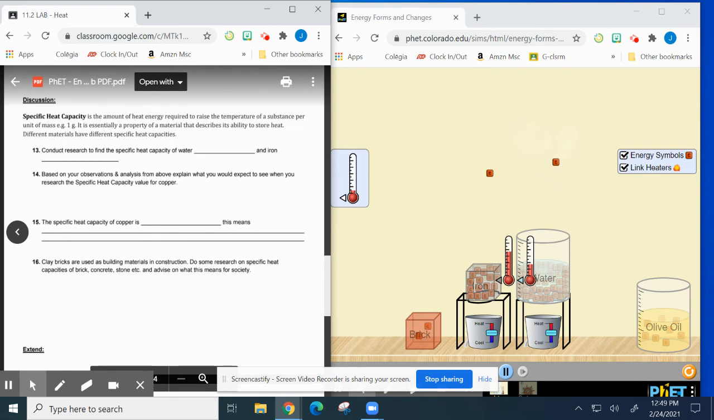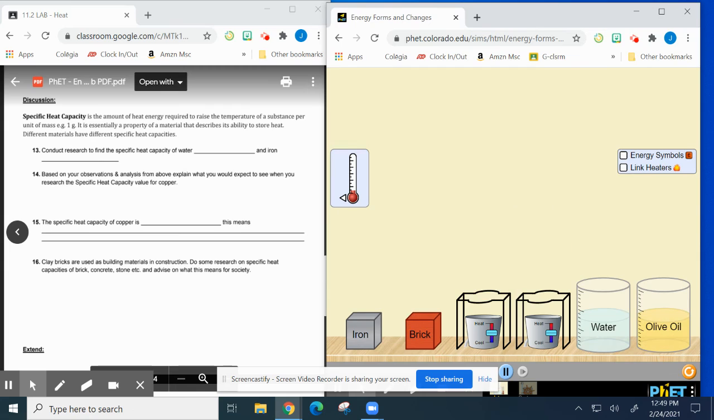Okay, so what does that experiment tell you about water? I would say it tells you it's got a high specific heat. It takes a lot of energy to heat it up, right? Okay, specific heat capacity is the amount of heat required.